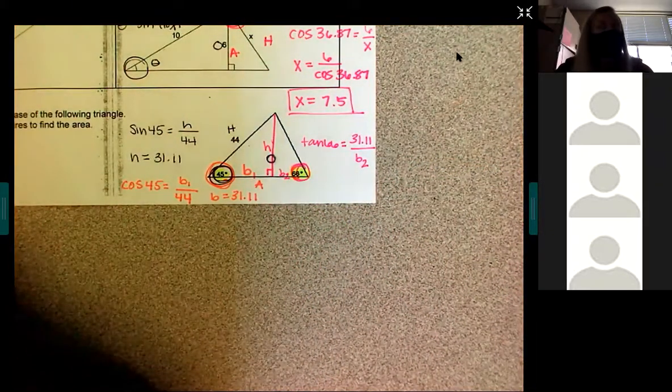How do we find the area of a triangle? Base times height divided by 2. I'm making sure y'all are okay with this now. Why do you think I'm spending so much time on this now?